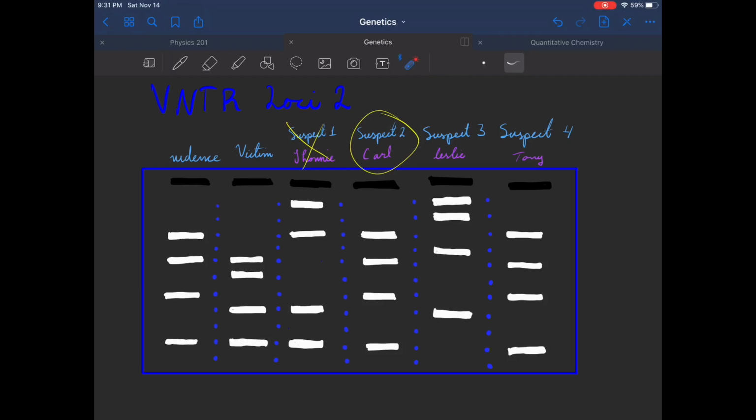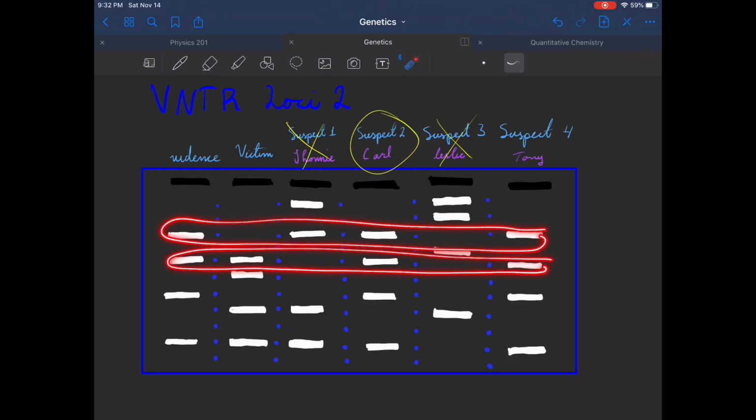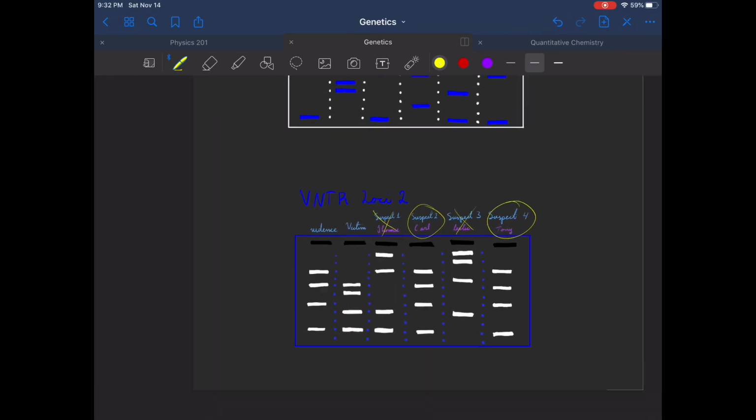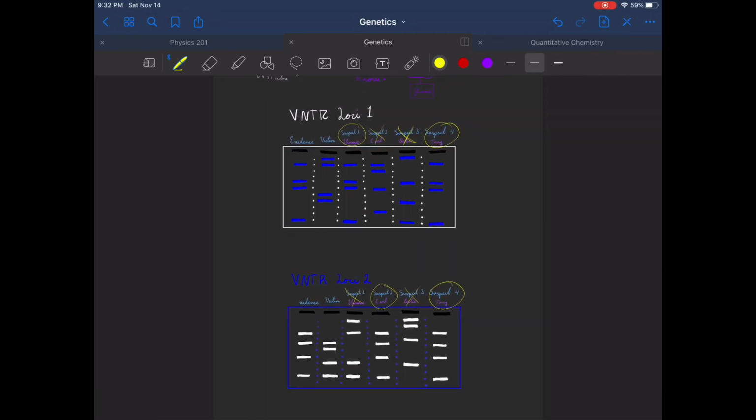DNA testing. Now, suspect 3, Leslie, doesn't match on the first one, so she can be immediately ruled out again. Lastly, look at Tony. He is a match on the first segment, the second, the third, and the fourth segment. So he is our potential killer. So now, comparing these two, we can see that Tony is in both of them. So we conclude that Tony is the murderer.